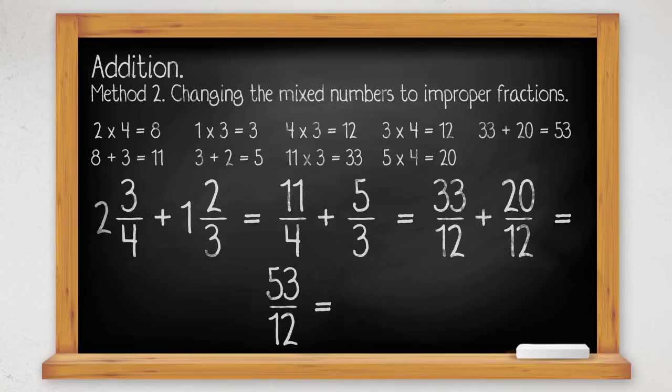We have an improper fraction which we change to a mixed number. 12 goes into 53 4 times, remainder 5. So the answer is 4 5/12.